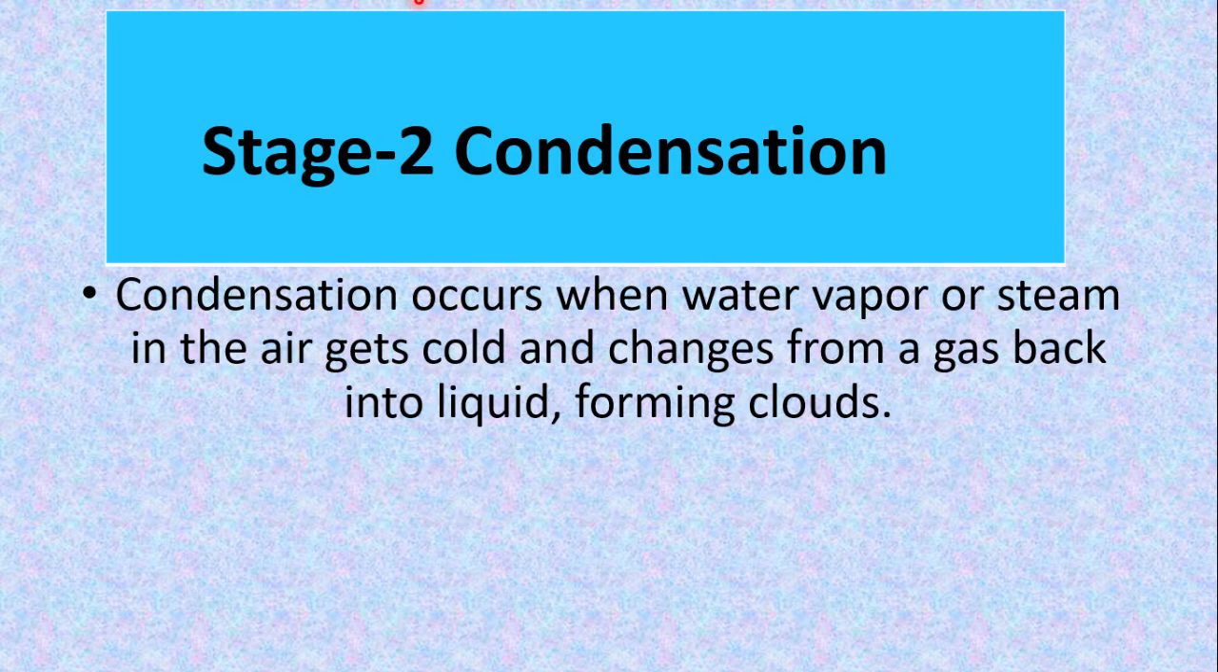Now stage 2, or the second step of the water cycle, is condensation. Condensation, in short, is a process in which the gaseous form of water turns to liquid, and this process takes place when there is cooling, or when the temperature is lowered. So how does condensation occur in the water cycle? It occurs when water vapors or steam in the air get cold and change from a gaseous form back into the liquid form. This forms the clouds, the formation of the clouds.